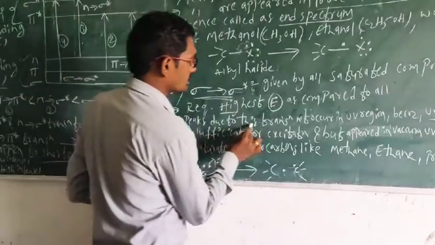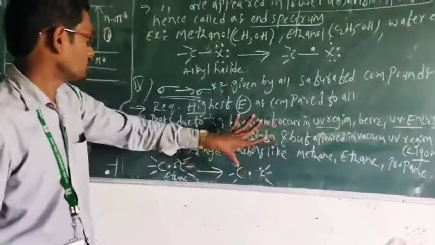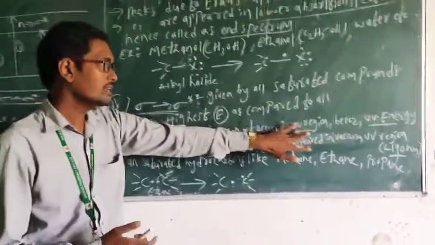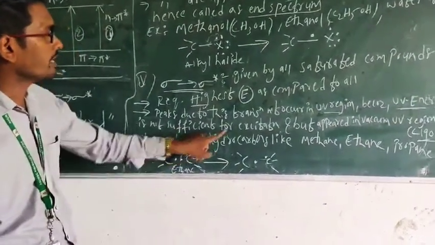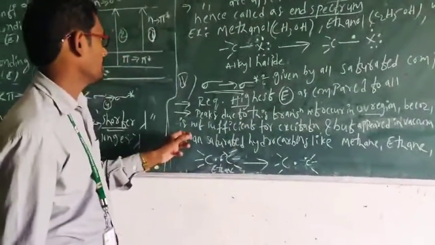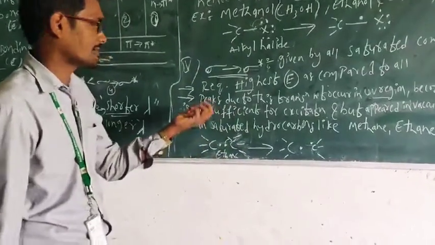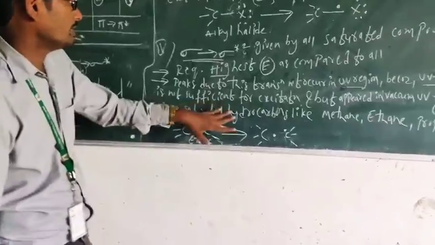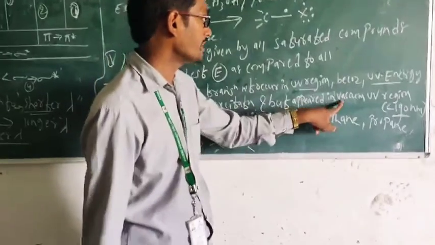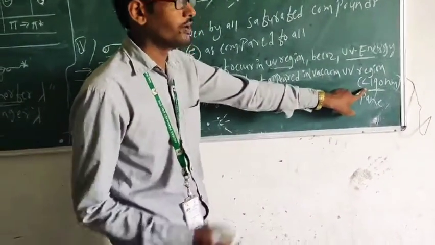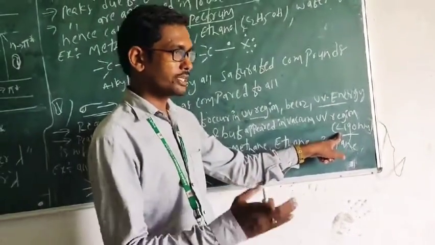Peaks due to this transition do not occur in the UV visible region. Why? Because UV visible energy is not sufficient to excite the sigma electrons. Without excitation, we can't get a peak, we can't analyze. So the peaks of sigma to sigma star transition appear in the vacuum UV region, meaning less than 190 nanometer. Here 190 to 400 or 200 to 800, that is the UV visible region.